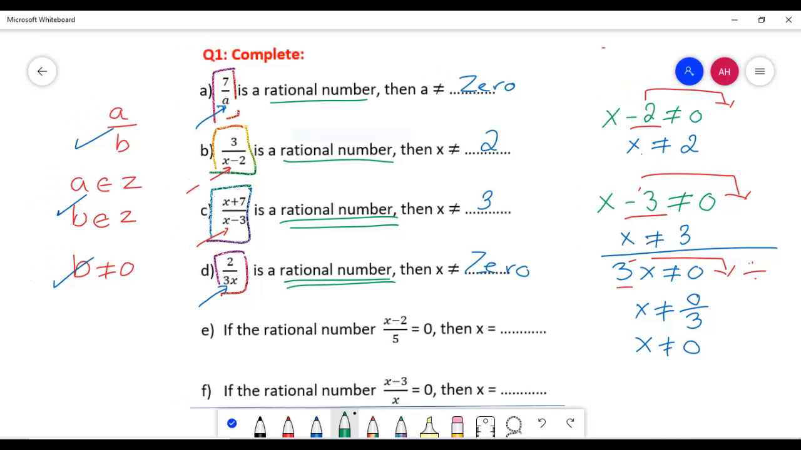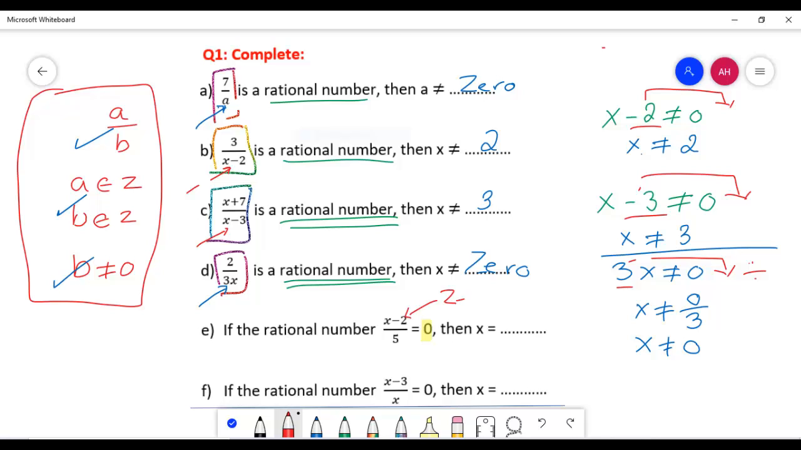The coming 2 questions are a little bit different. So let's concentrate. If the rational number x minus 2 over 5 equals 0, then x is equal to what? First of all, to have a fraction equals 0, this means that my numerator is equal to 0. So here, I'm going to solve x minus 2 is equal to 0.